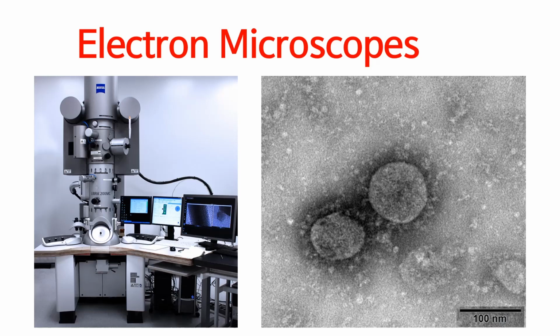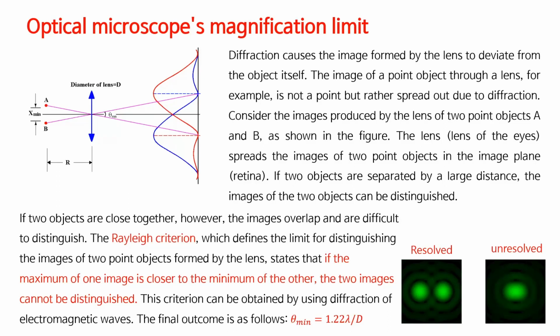The coronavirus and other much smaller objects that the optical microscope cannot see can now be seen with this electron microscope. As seen in this figure, the coronavirus is around 100 nanometers in size, which cannot be seen by an optical microscope. But we can observe this coronavirus using the electron microscope. Let's first see the optical microscope's magnification limit.